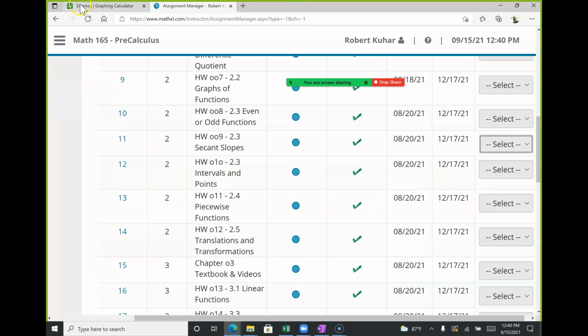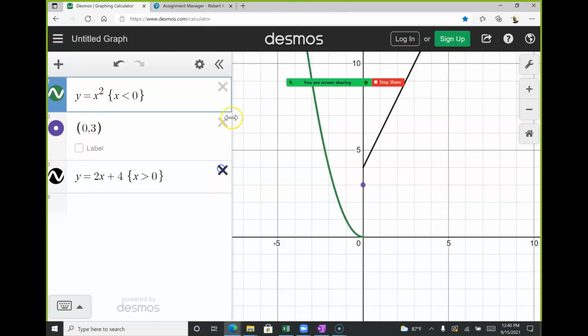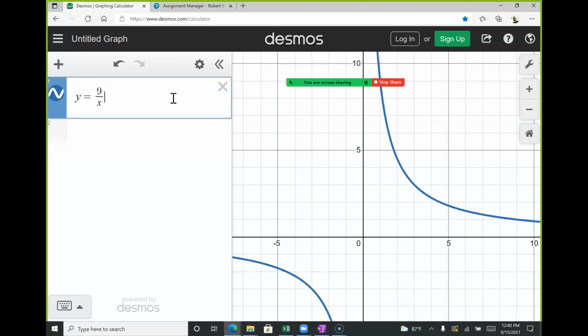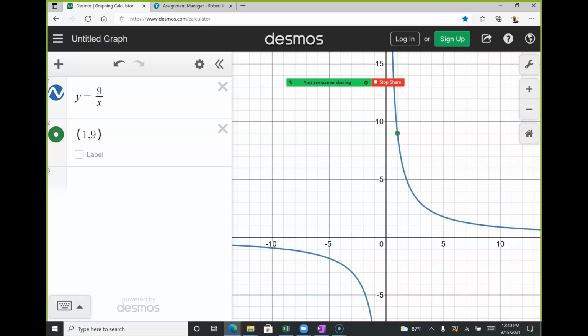So I'm in Desmos, and I want to graph my original function. I got to do a little bit more work before I really finish up with this, but I'm going to go y equals 9 over x, right? And I already know I have a fixed point of 1, 9, right? 1, 9. And so I can see my fixed point on there.